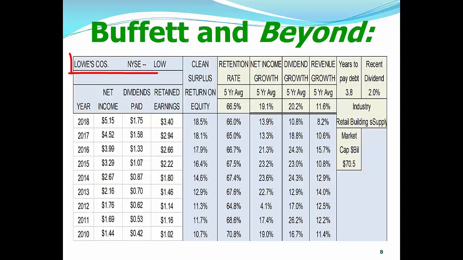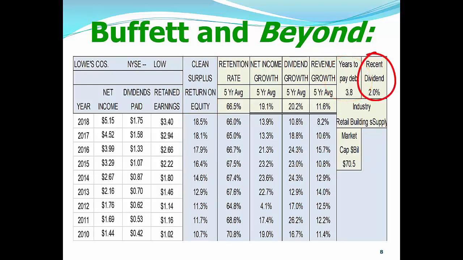Well, let us take a look at Lowe's, and remember, the average stock or the average bank out there is paying about 14.5%. And when we look at Lowe's clean surplus return on equity, think of your bank account, we're looking at 18.5%. So it is way above the average stock in the S&P 500. And then when we look at the debt, we see the debt is within range. It can pay back all of its debt within 5 years. And the recent dividend is about 2%.